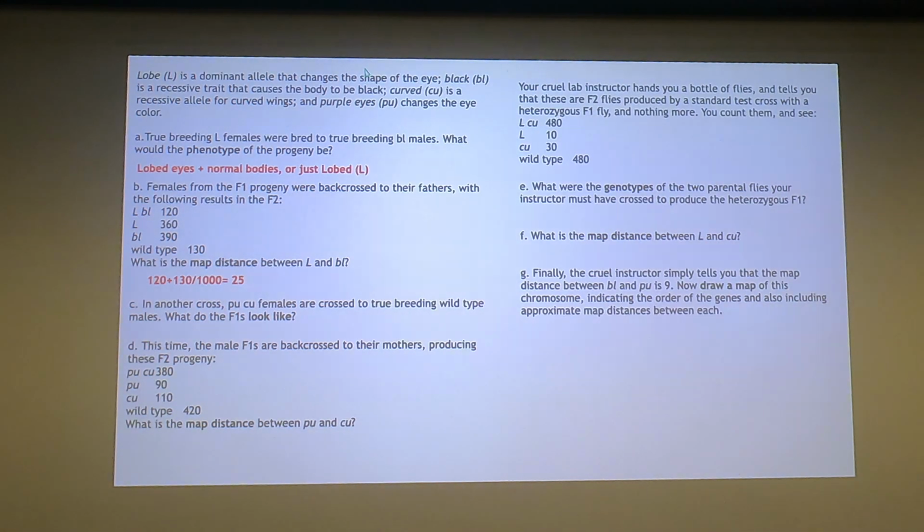Okay, we're going to do another cross. So this one is completely different. We're not looking at lobed and black anymore. Down here, we got PU CU females, so that's the recessive. So they must be homozygous if they're expressing that. And we're going to cross those to true breeding wild type flies. So what will the F1 flies look like?